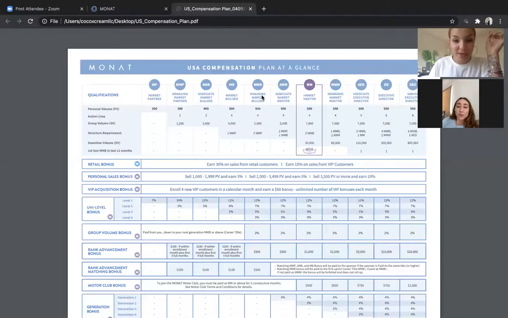All right. So what we're going to do now is MMB. So we have to have those 4 active lines, then 5,000 GV. To be transparent with you, if you have your 4 active lines and you're hitting at minimum your sales goals, which means that all of your active lines are also doing the same, which is what we try to do, making the business duplicatable, then this 5,000 is literally right there.